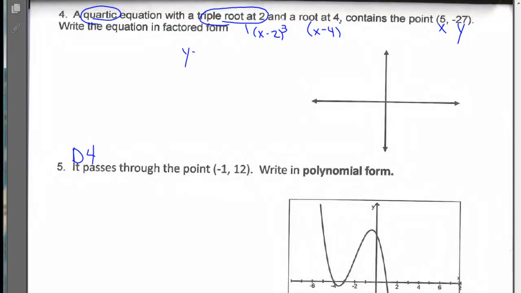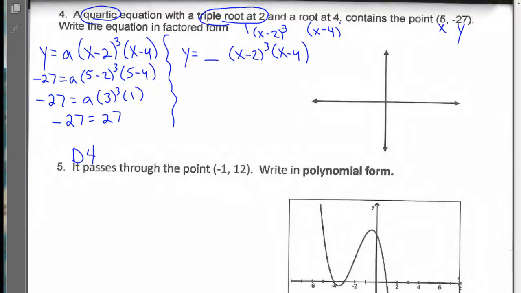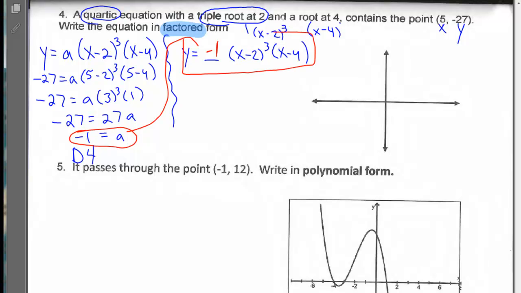So we have two equations. We have the one that we know all we're missing is the a times x minus 2 cubed times x minus 4. So we have y equals a times x minus 2 cubed times x minus 4. For y, we have negative 27 equals a times 5 minus 2 cubed times 5 minus 4. So negative 27 equals a times 3 cubed times 1. So negative 27 equals 27a. A equals negative 1. It says for the answer to write in factored form. Well, this is already in factored form, so that's good.